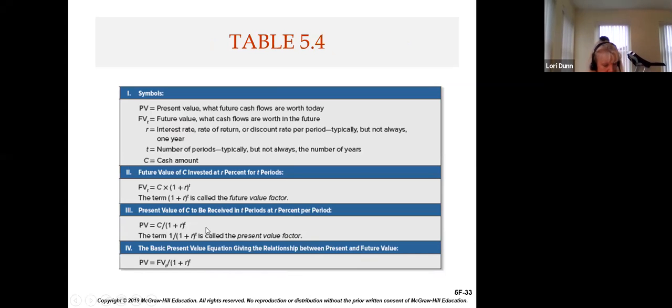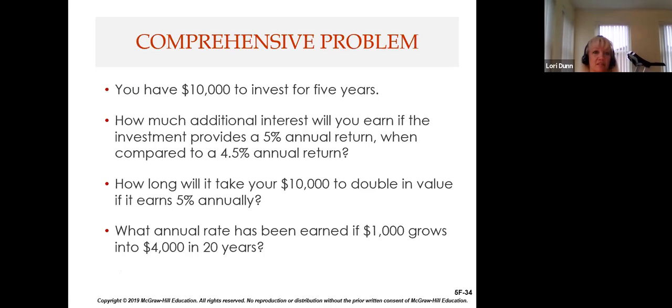So this is a nice table. It's in your book. It's on page 142, defining all those symbols we have in our formulas and the formulas for everything we talked about in chapter 5. And let's have you take a look at this for 5-10 minutes. You have $10,000 to invest for 5 years. How much additional interest will you earn if the investment provides a 5% annual return compared to a 4.5% annual return? That's first. How long will it take your $10,000 to double in value if it earns 5% annually? And then, what annual rate has been earned if $1,000 grows into $4,000 in 20 years?